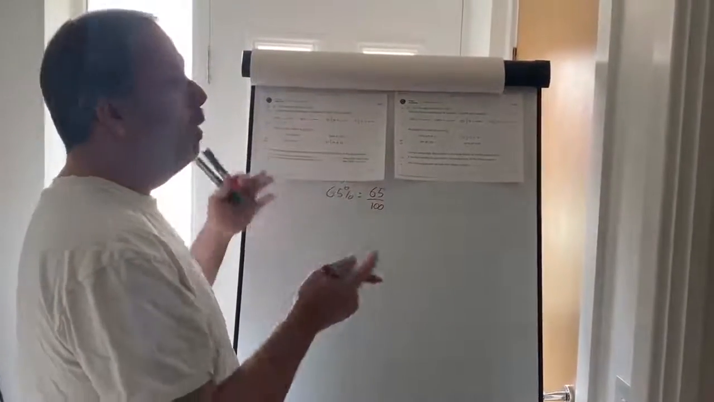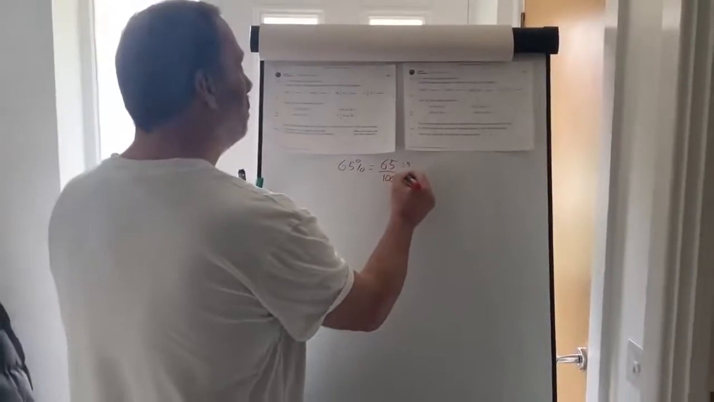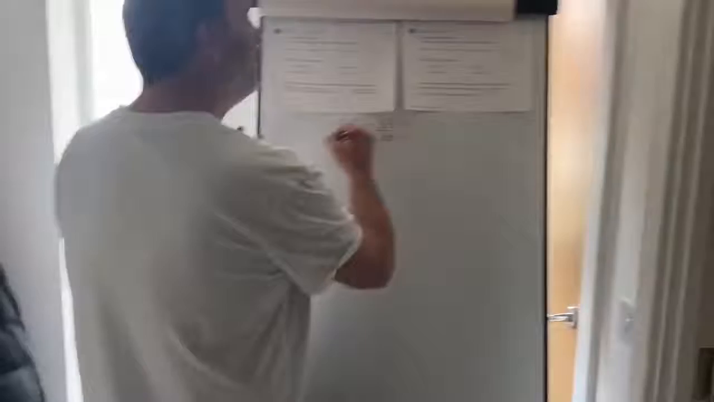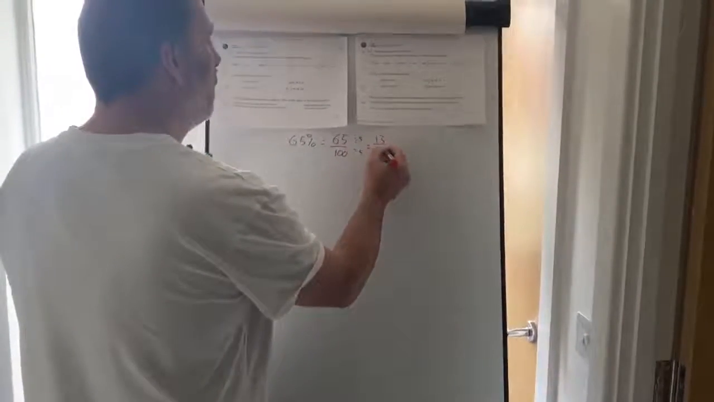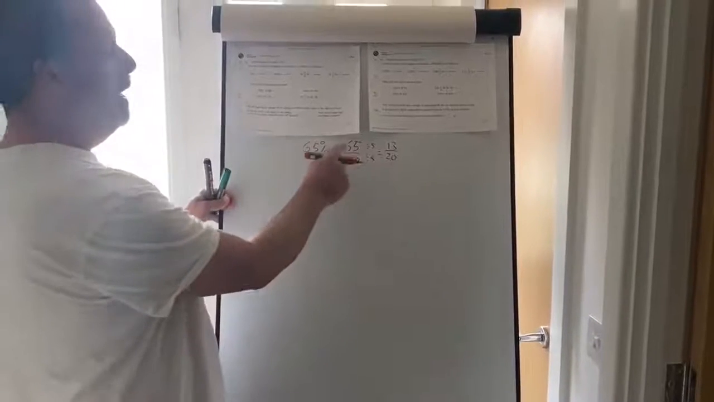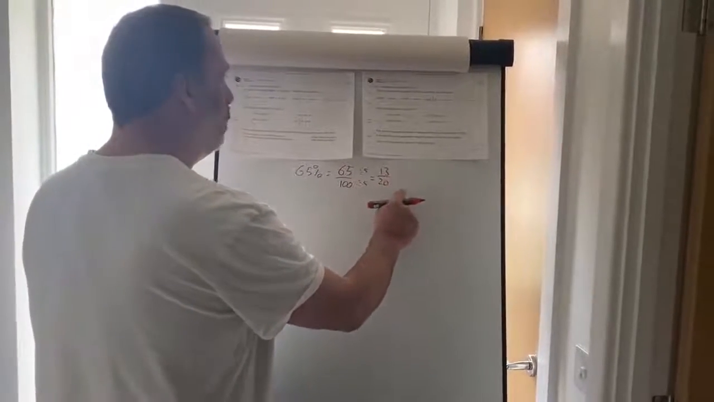So you need to work out what can I divide these by. These are both in the 5 times table. 65 divided by 5 is 13. 100 divided by 5 is 20. So 65% is 65 out of 100, which simplified is 13 over 20.